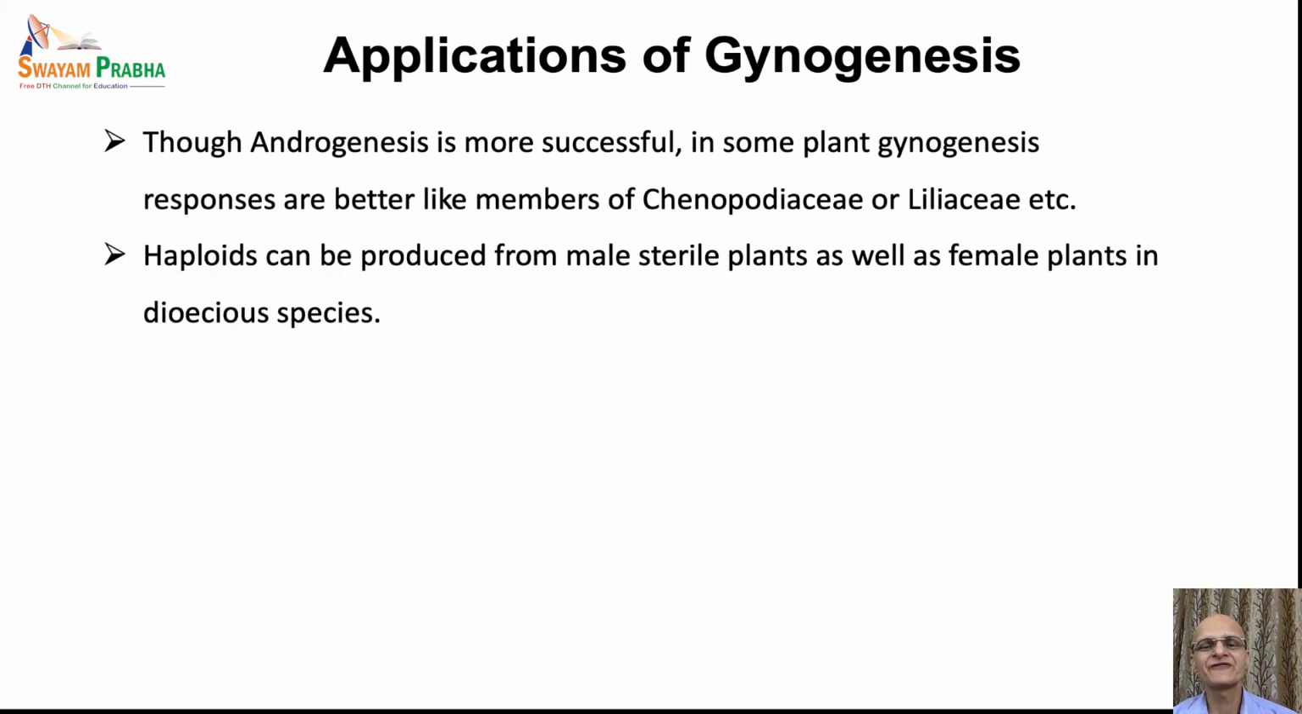The production of gynogenic haploids is particularly important for the plants where either androgenesis induction is unsuccessful or it is not applicable at all, like male sterile plants which do not make any pollen grains or male gametophytes, or the female plants in dioecious plant species. So androgenesis cannot be used for haploid production, and gynogenesis is the only option in these plants.